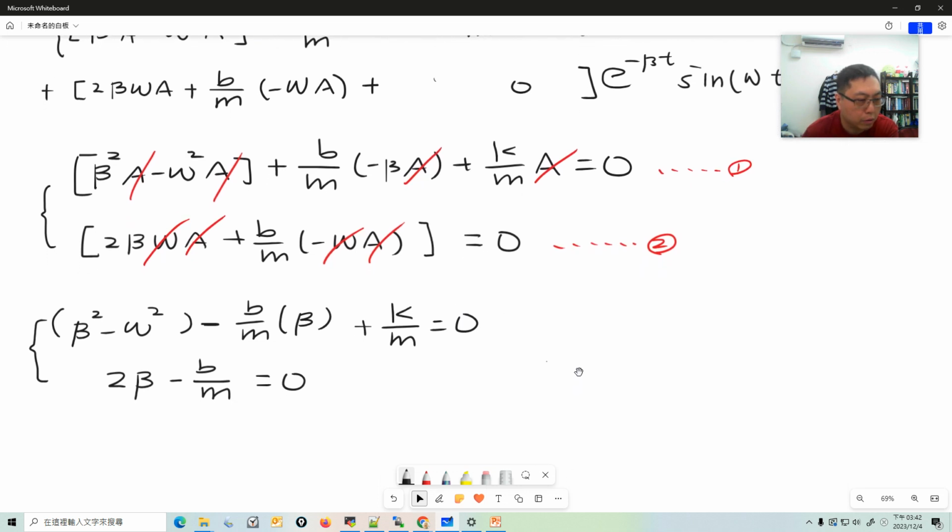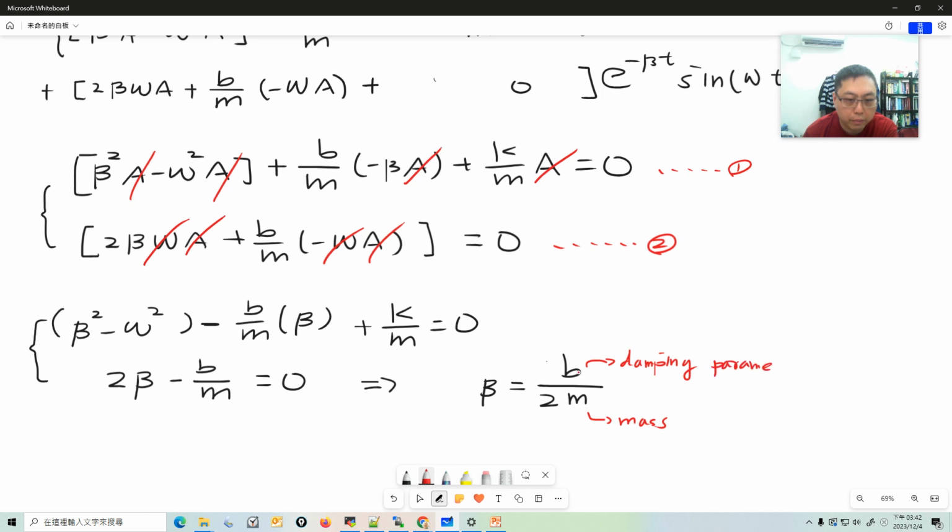Did I get this right? First of all, we get beta. What is beta? Beta is equal to b over 2m. That's beta. It's related to mass and the damping parameter. Don't forget this is mass, and b is just the damping parameter. We find that beta is the damping parameter divided by mass and divided by 2.